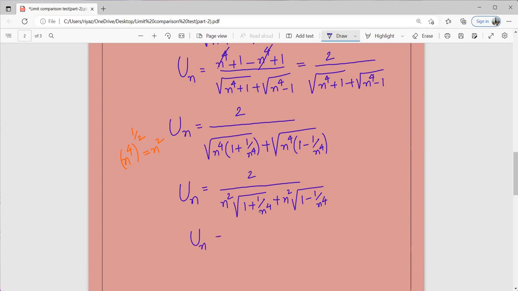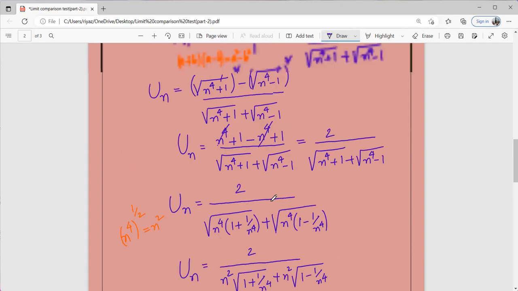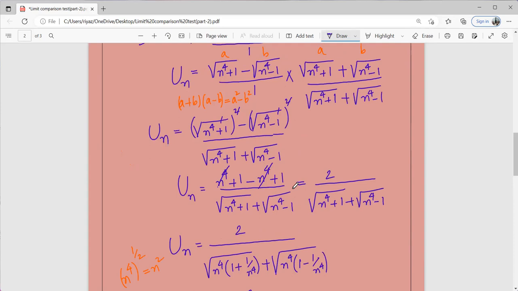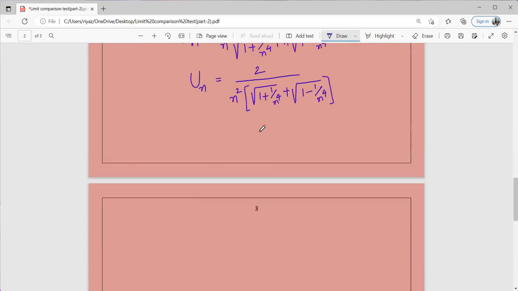2 divided by, once again in the denominator, is it possible to take n square common? Yes sir. Taking n square common: 1 by n power 4 plus, n square already out, 1 minus 1 by n power 4. This bracket closed, this bracket closed. Now see, up to here is un only. This part till here is un only. Now we'll move on to choosing the vn value.